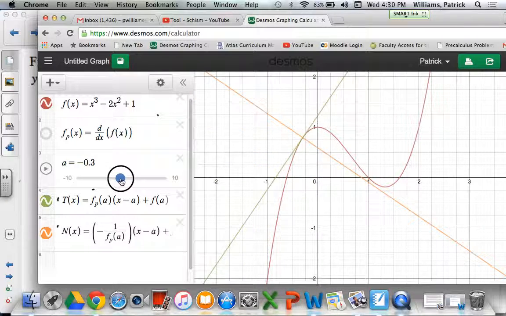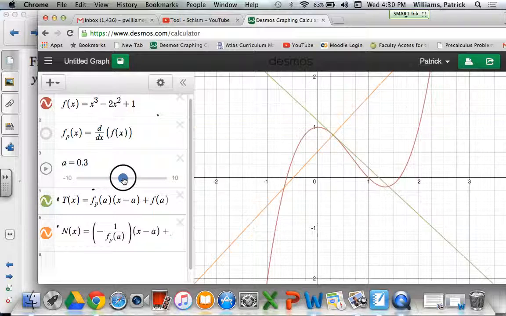The only place where we have an issue is when we get to the horizontal tangent, because then our normal is vertical, and we know that vertical tangents, that equals bad news. So that's why the normal line disappears right there, but then it just reappears back when we have a non-horizontal tangent line.